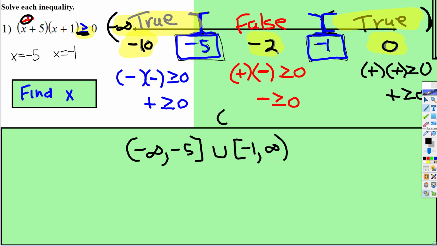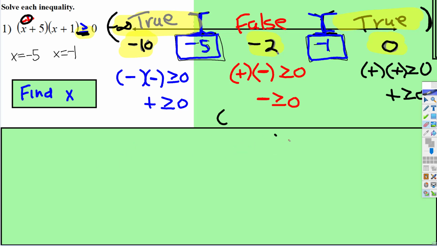All right, I'm going to erase this. If you need to pause this and write that down, that's fine. I'm going to erase it because now we're going to do the one just below here.